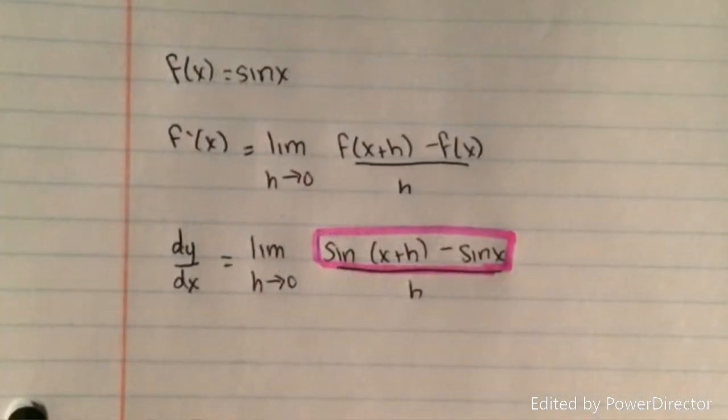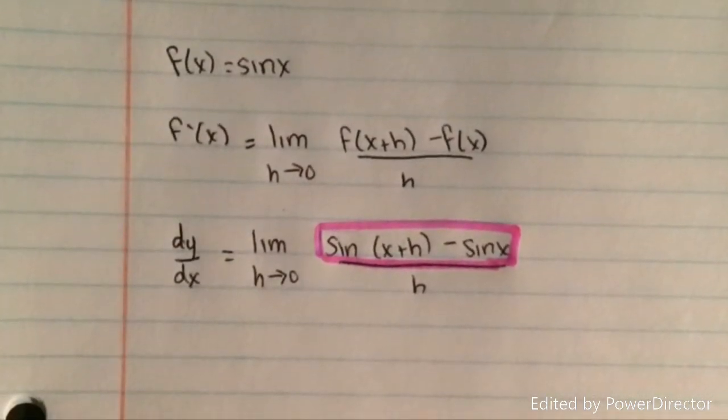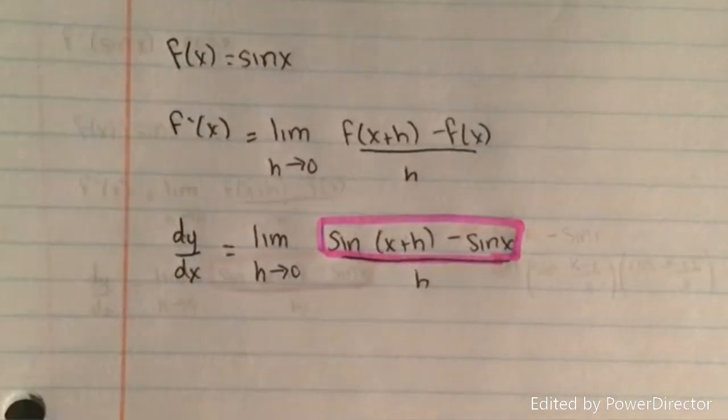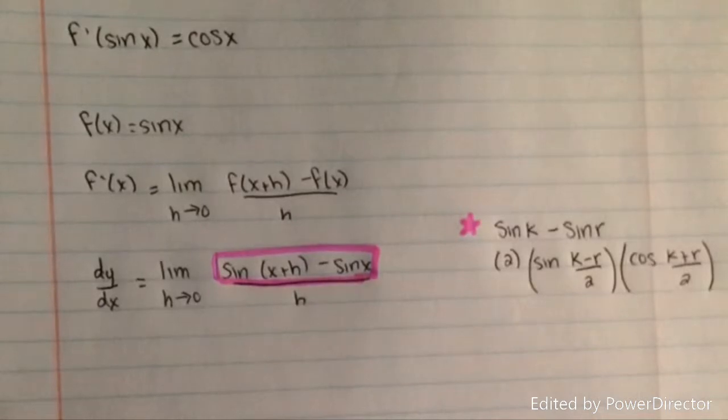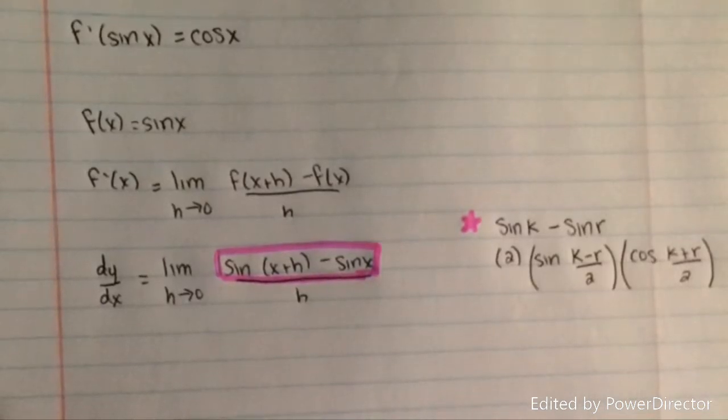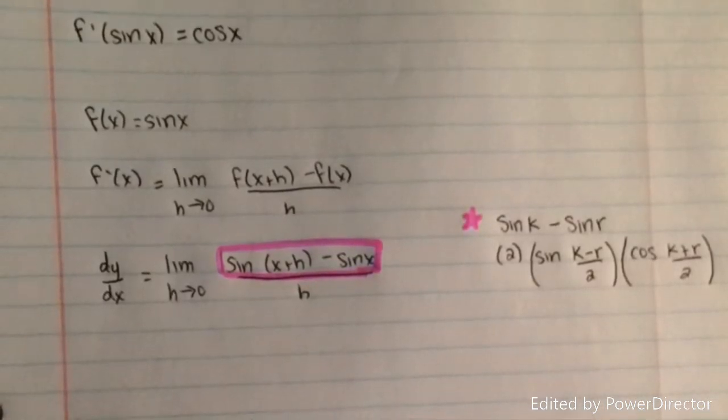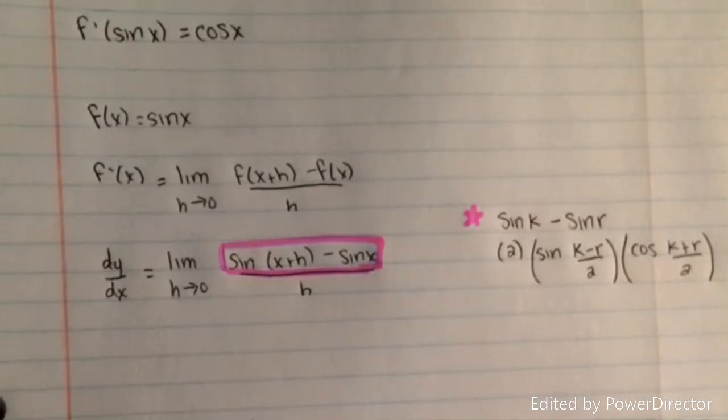First, we will plug in our function sine of x to get sine of x plus h minus sine x all over h. For this, we need to remember the sum product identity for sine of x minus sine of y. In this case, we are using the letters k and r. K is equal to x plus h and r is equal to x.